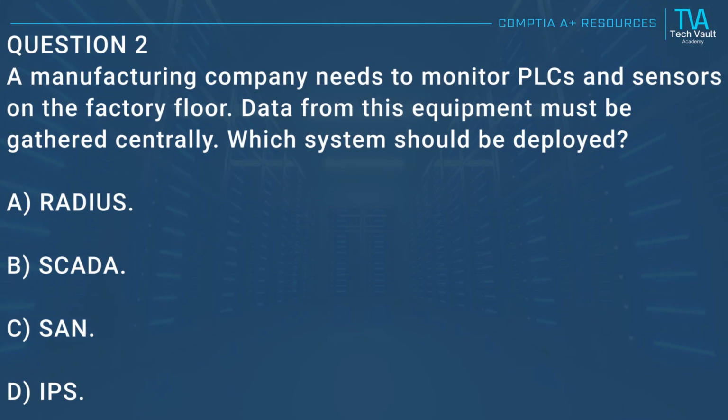Question 2. A manufacturing company needs to monitor PLCs and sensors on the factory floor. Data from this equipment must be gathered centrally. Which system should be deployed? A. Radius. B. SCADA. C. SAN. D. IPS.